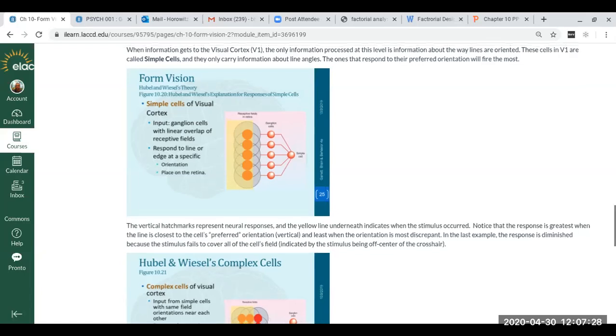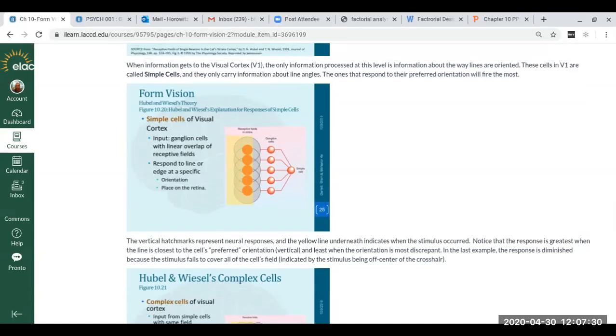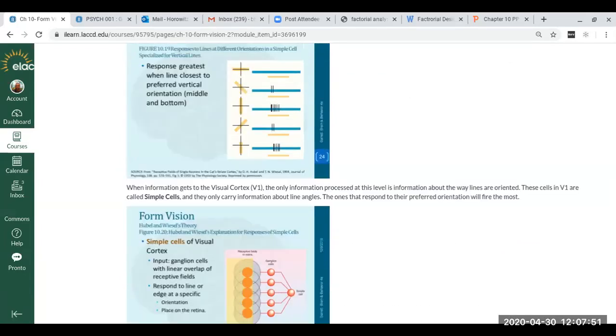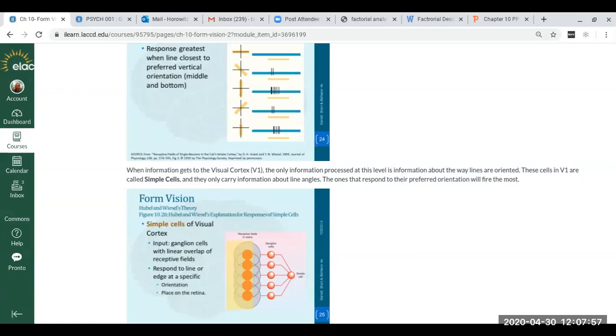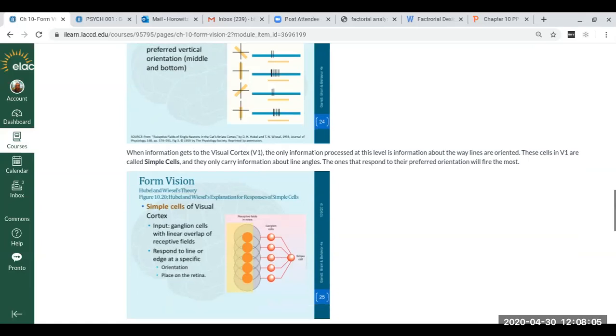So as I wrote here, when information gets to the visual cortex, or V1, from the ganglion cells, the only information processed at this level is about the way the lines are oriented. The cells in V1 are simple cells, and they carry only information about line angles. They're the ones that respond to their preferred orientation. The vertical ones from the last slide, right up here, will fire the most. The ones that don't are at a different orientation. And it's the combination of these simple cells that gives us the outline of things in the real world.